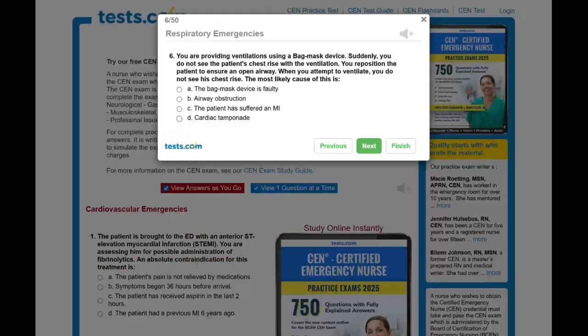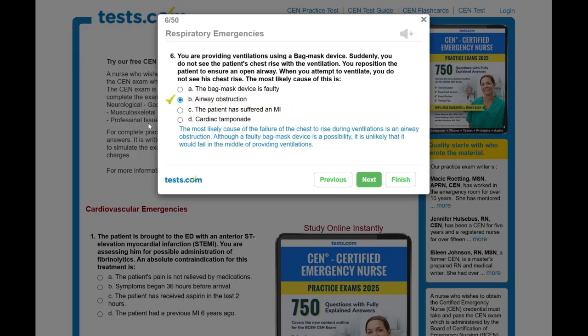Respiratory emergencies. Question 6. You are providing ventilations using a bag mask device. Suddenly, you do not see the patient's chest rise with the ventilation. You reposition the patient to ensure an open airway. When you attempt to ventilate, you do not see his chest rise. The most likely cause of this is A. The bag mask device is faulty. B. Airway obstruction. C. The patient has suffered an MI. D. Cardiac tamponade.